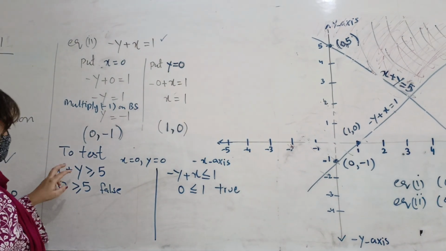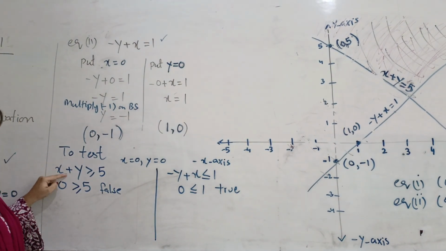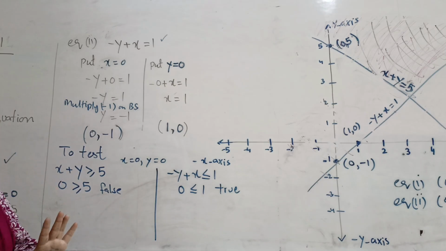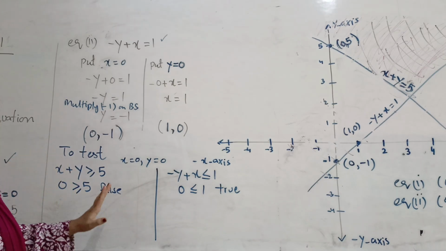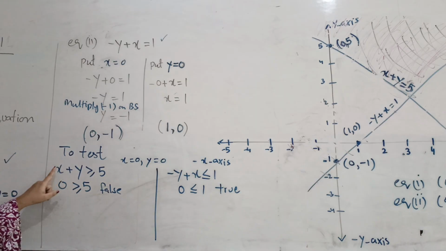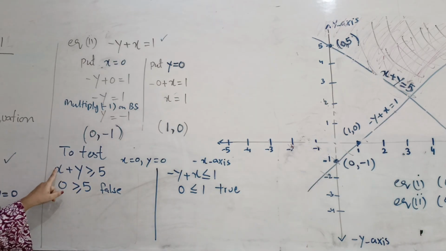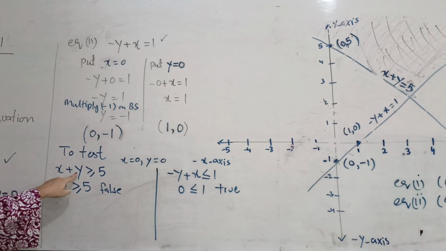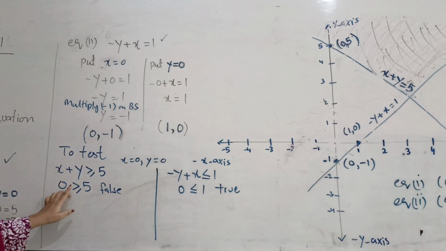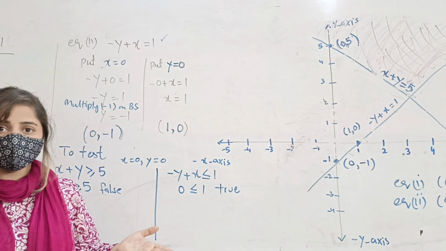To test, this is the first inequality, x plus y. We are not using the corresponding equation, we are using the inequality. x plus y is greater than or equal to 5. Put x and y as 0. 0 plus 0 is 0. So 0 is greater than or equal to 5. Is it possible? No.